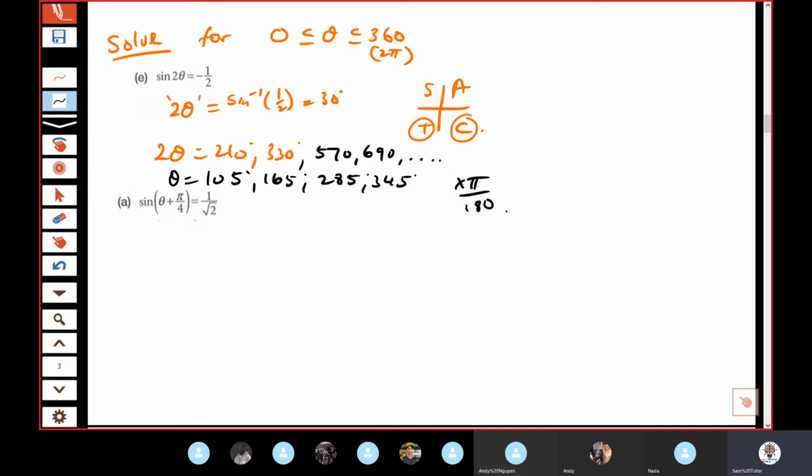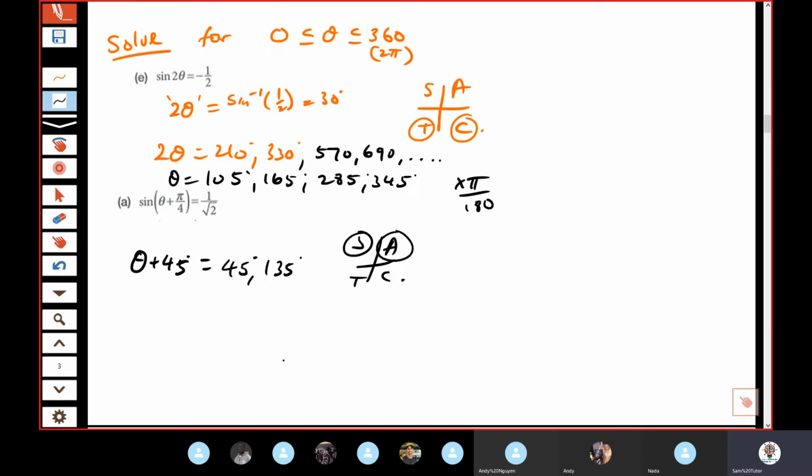So what do we have? We should have theta plus 45 degrees or pi on 4. I'm going to use 45, I think it's just a bit easier to read. Then you do all stations to central. Where is sine positive? Here and here. So you've got to add an extra angle, 135.